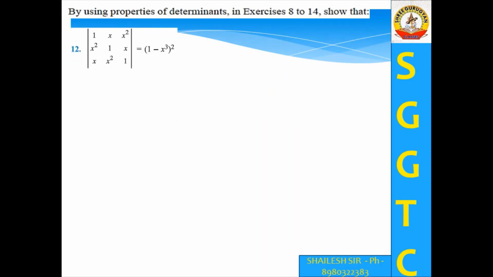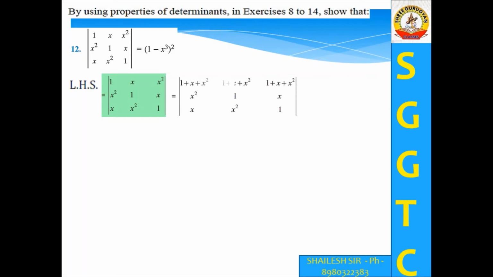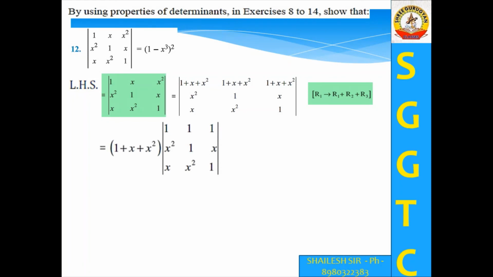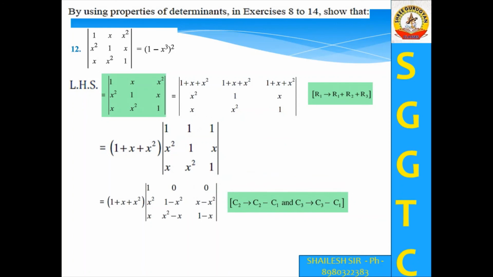Question number 12. 12 is also a very easy sum. LHS 1 x x square, x square 1 x and 1 x square x. Students, check here. Your power is not the same. Whenever the power is not the same, then you just multiply or add. See here, I add 1 plus x square and x cube, r1 r2 r3. Take common outside. It means here the common, students. These are the common.